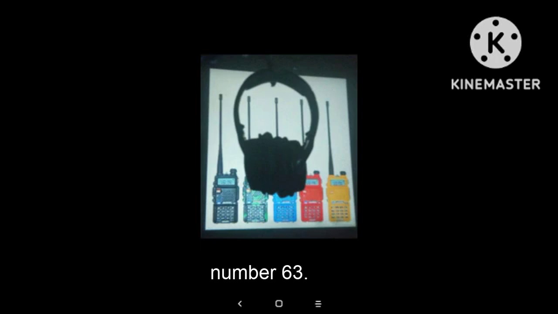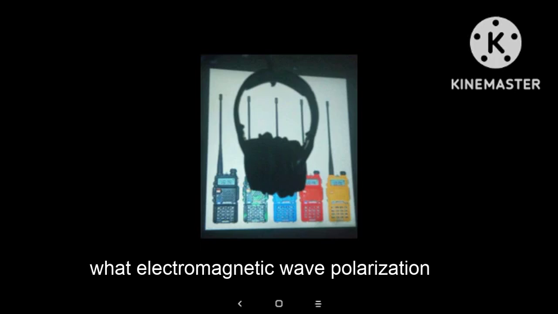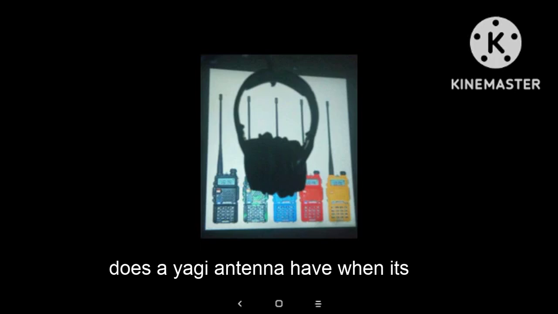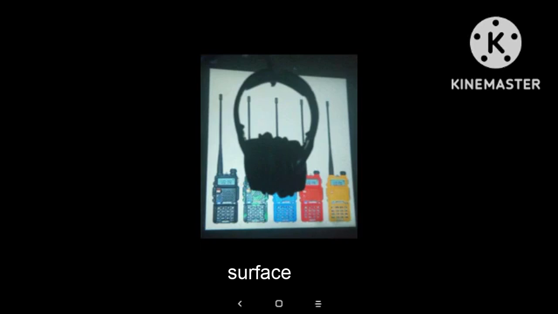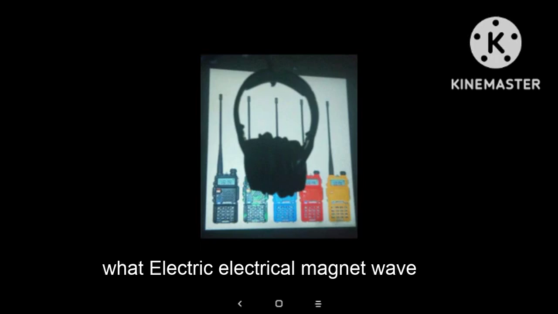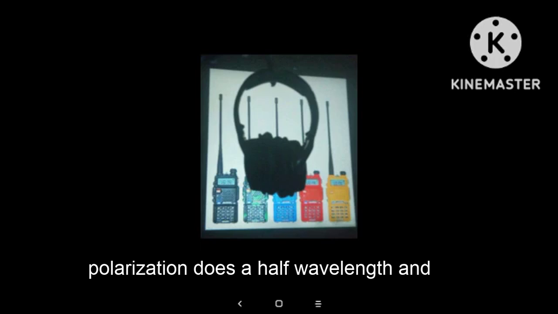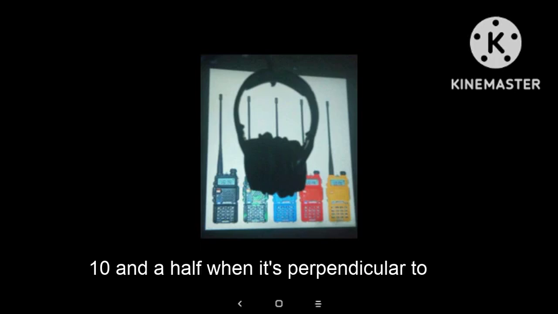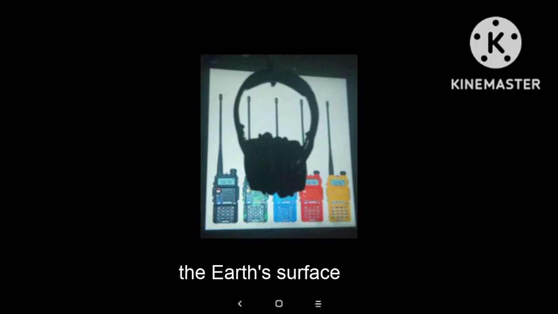Number 63. What electromagnetic wave polarization does a Yagi antenna have when its elements are parallel to the Earth's surface? Horizontal. Number 64. What electromagnetic wave polarization does a half-wavelength antenna have when it's perpendicular to the Earth's surface?